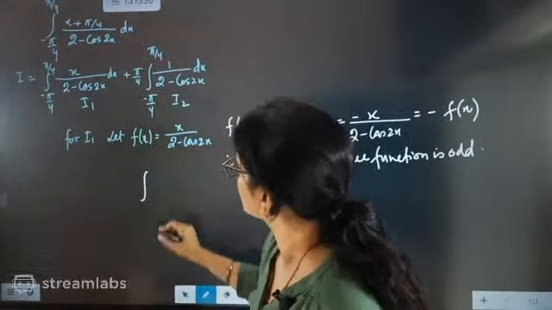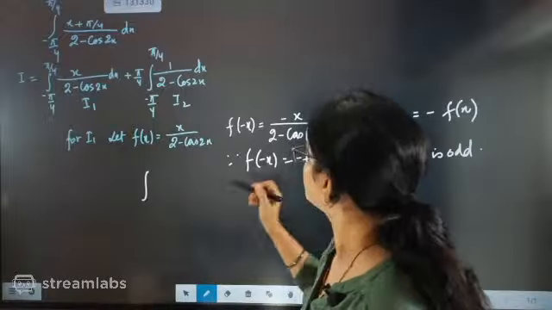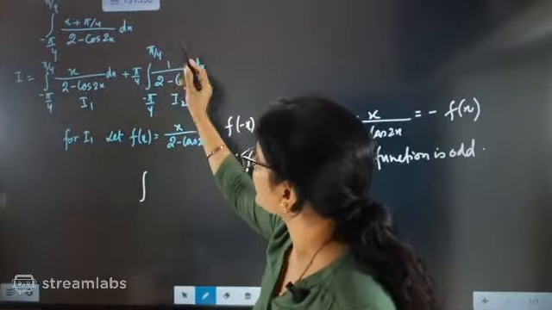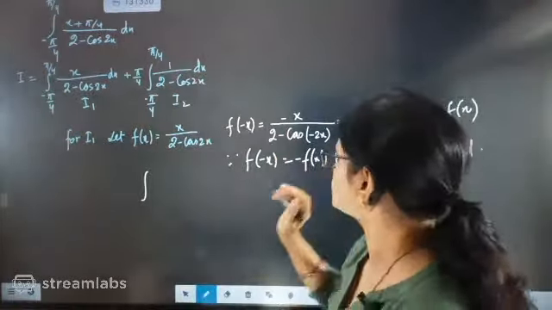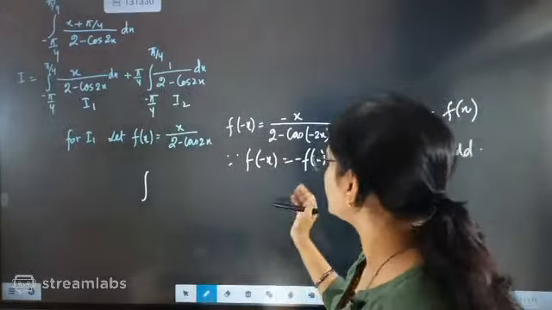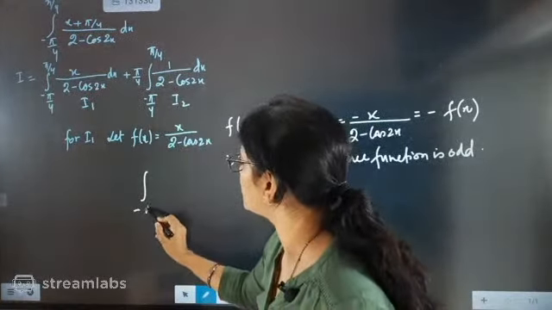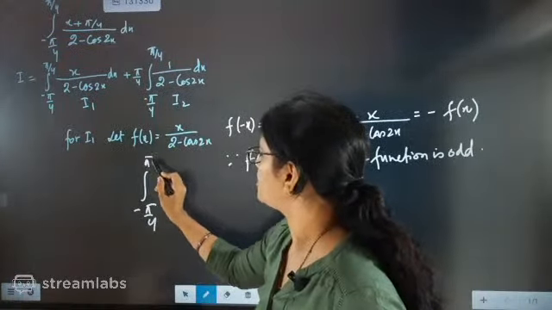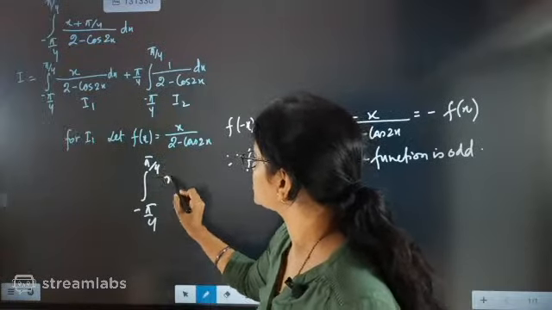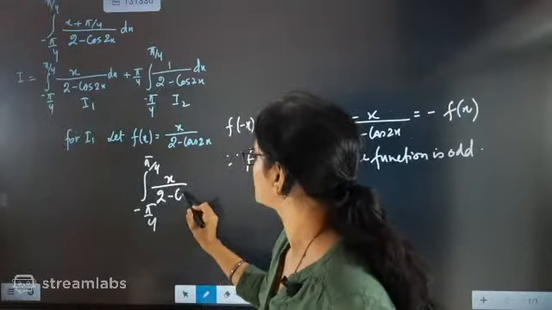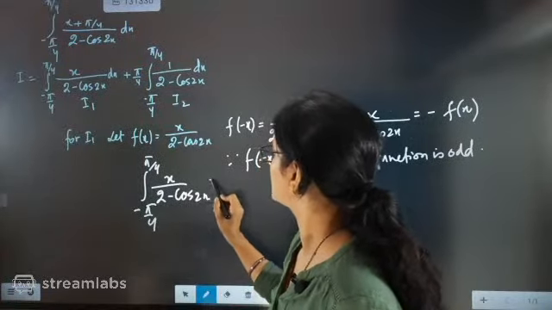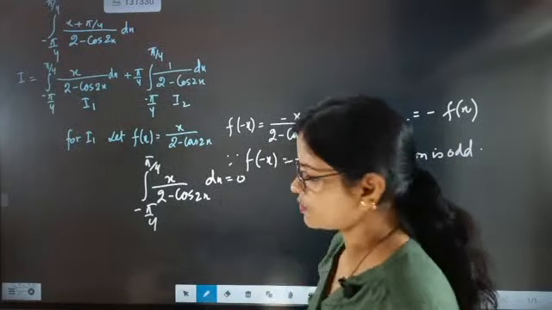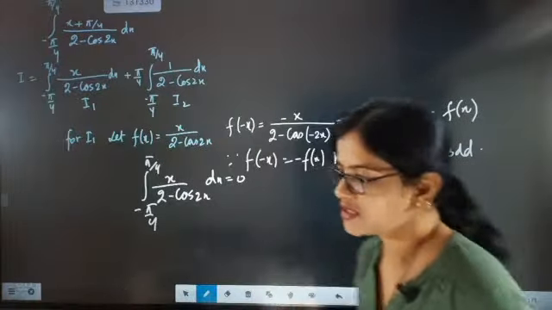Now look here, minus pi by 2 to pi by 2 will be coming. So the simple part what you have to do here is, you are going to say, okay bhai, you are not going to be with me, leave me alone. So this section will be coming as 0. So overall it is going to come as 0.